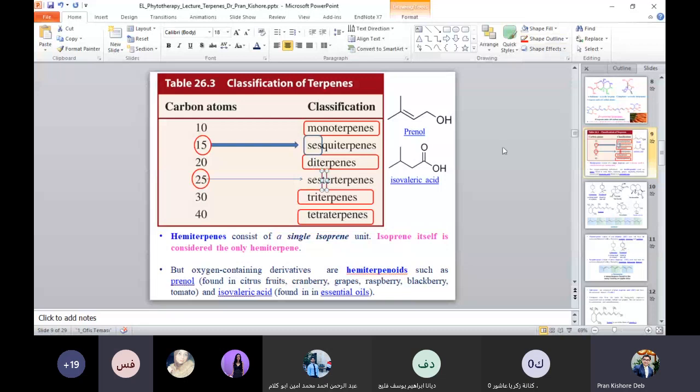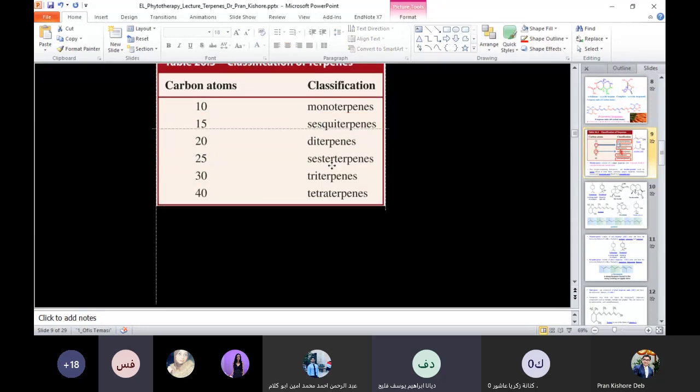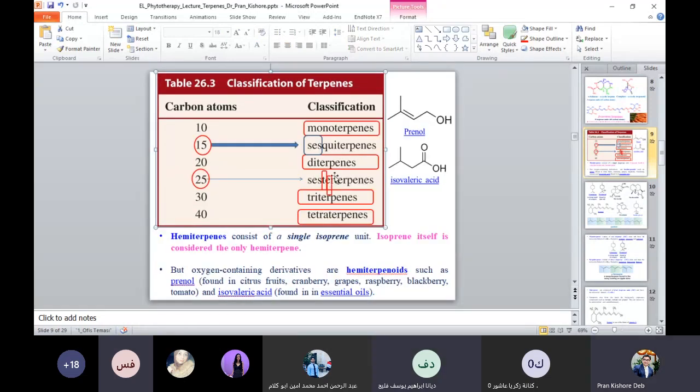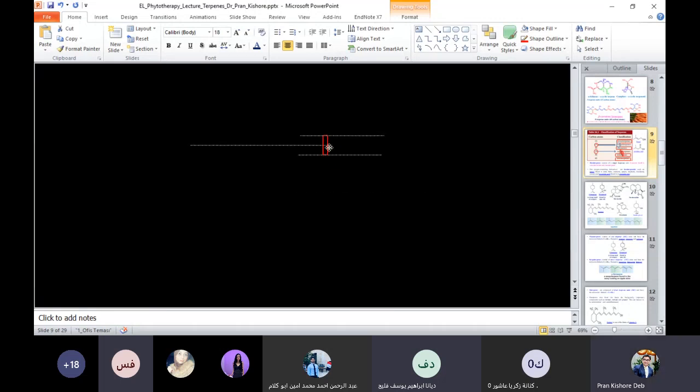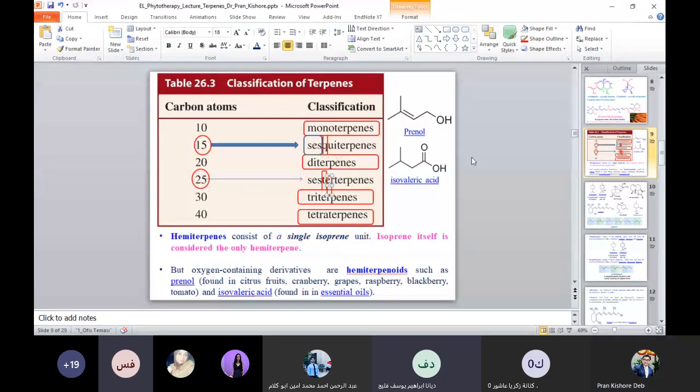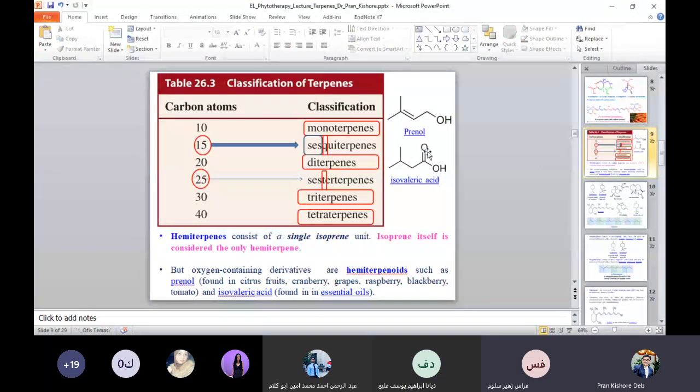Q comes first, right? So same like that, does 15 come first or 25 come first? 15 comes first. You understand what I'm trying to tell? According to the letters, 15 comes before 25, and in the alphabet, Q is before T. Both start with ses, and after ses it starts with Q, sesquiterpene. So 15 comes first, that means Q comes before T.